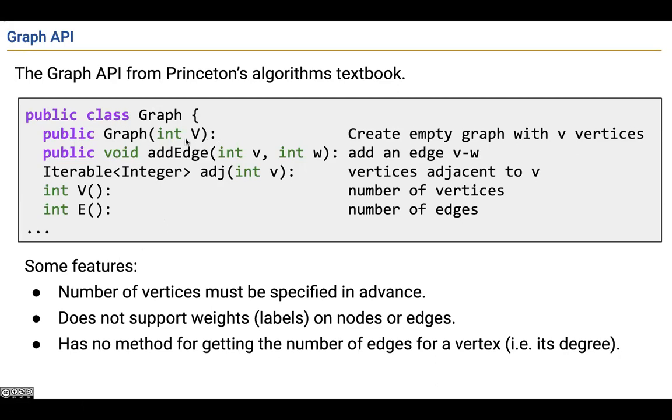If you don't like it, you can add vertices yourself. But the Princeton textbook says you decide ahead of time, I want 10 vertices. That's all you get, no more. However, you can add edges all you want.